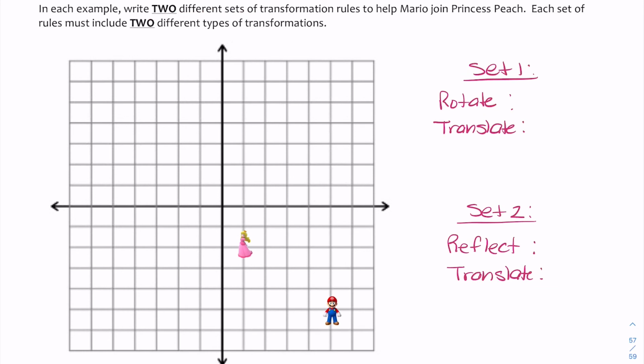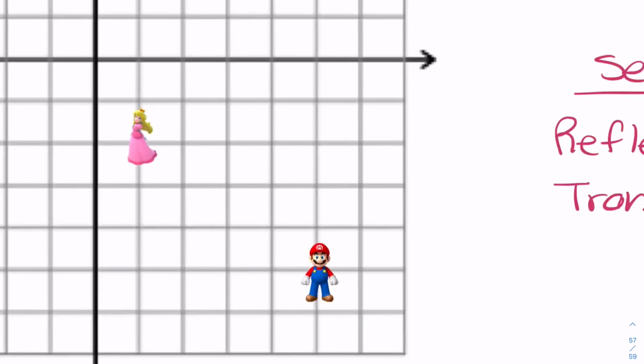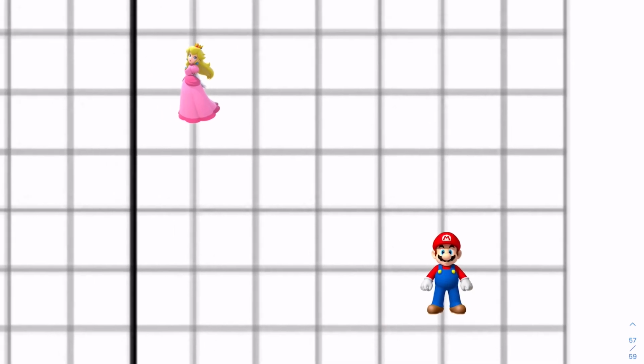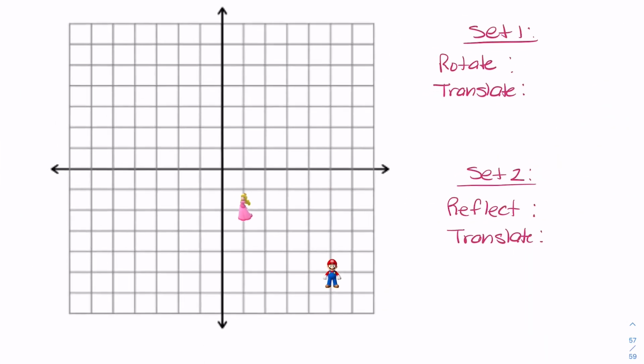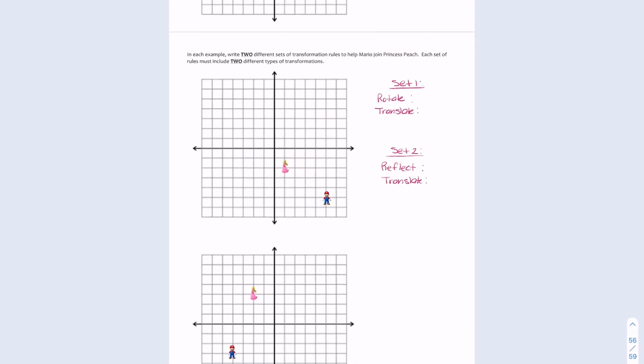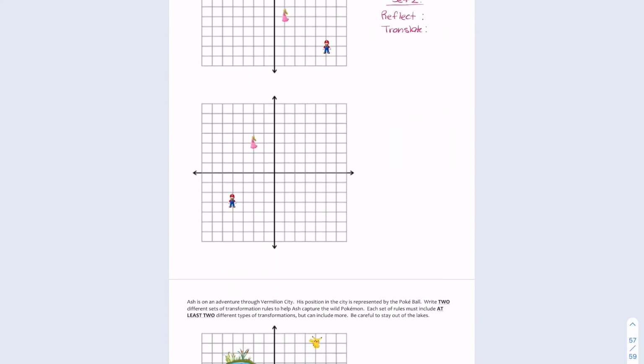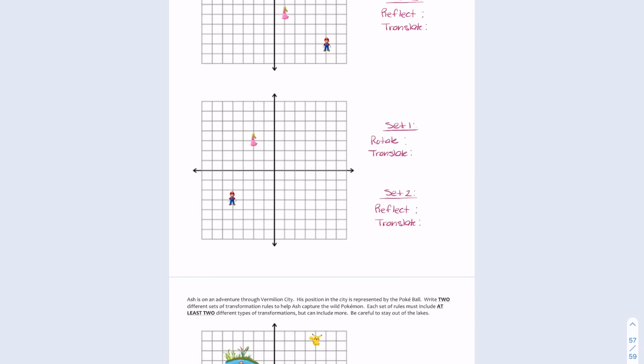Okay, so they can't be translate, translate. It can't be rotate, rotate. It can be rotate, translate, reflect, translate. That would work. And now you're bringing Mario to join Princess Peach. So Mario, this one's Mario. Bring Mario over to Princess Peach. Okay? Again, your setup will look like this. And you're going to write them all out, but I'm just giving you an example of what you would see.